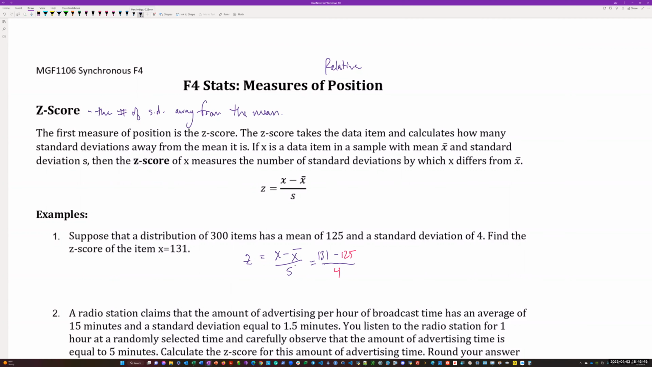So then we get 6 over 4. We get 3 over 2. This is 1.5 standard deviations away, or it's about 1.5 standard deviations to the right of the mean. Does that make sense, guys? If I plotted these numbers on a number line, 1 standard deviation away would be like 129, and then we have to go half a standard deviation to get to there. Is that correct? Any questions?